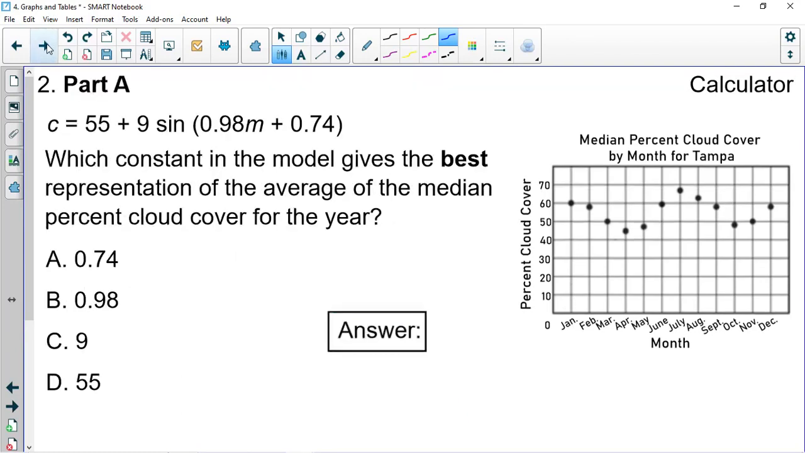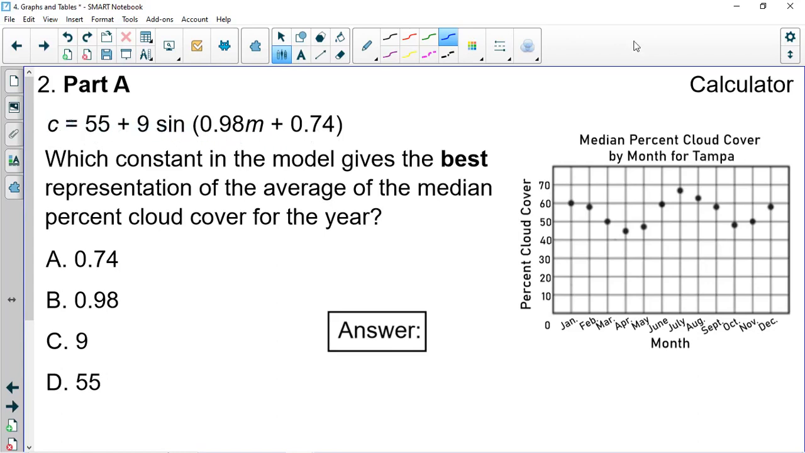Part A. It says which constant in the model gives the best representation of the average of the median percent cloud cover for the year. And let's remember when they're talking about the model, what they mean is this equation right there. That's the equation they're using to model the median percent cloud cover by month. What the people who made this question are banking on is that we are going to look at this equation, we're going to get intimidated by it, and we're going to get all scared, and we're not even going to read the problem, we're just going to skip it.